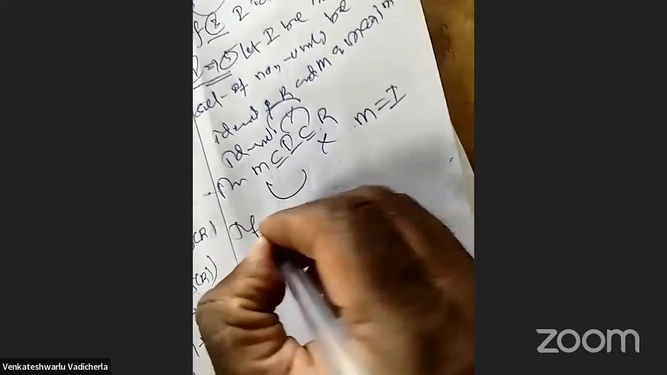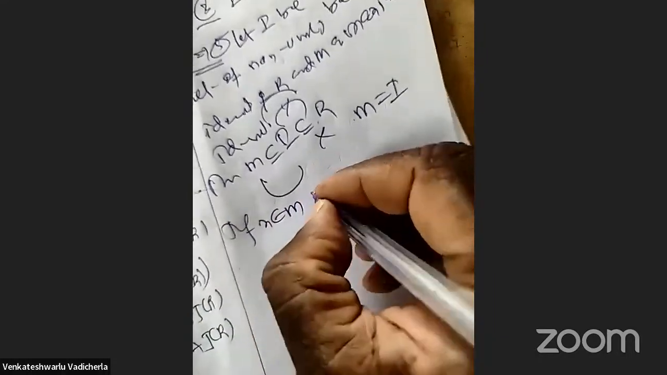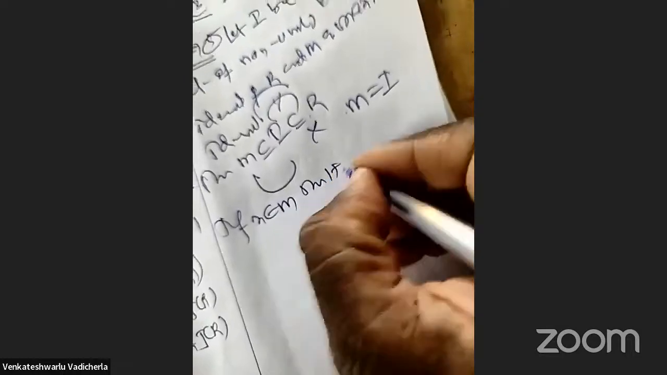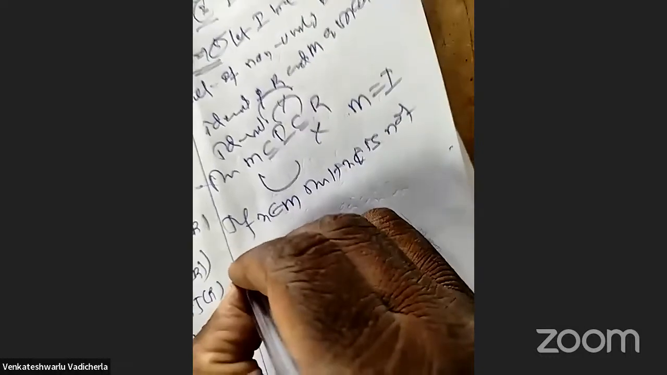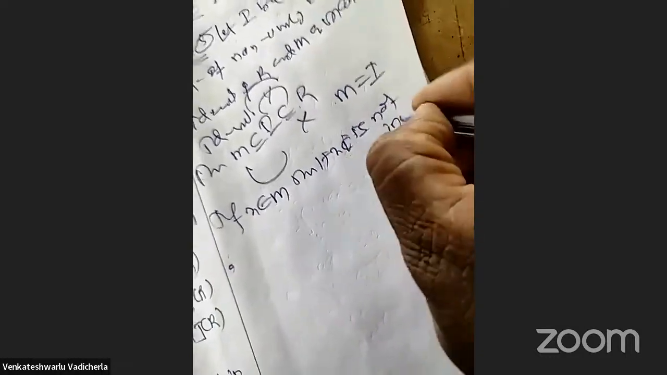So if X belongs to M, then X is not a unit in M, and therefore 1 + X is a unit.